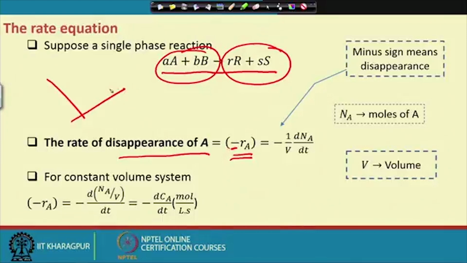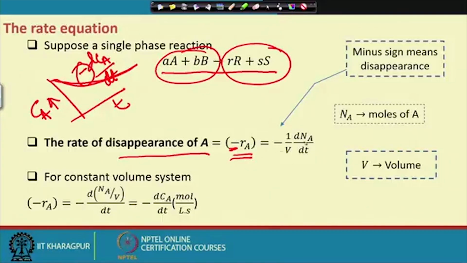Now, if you plot the concentration of product and the concentration of raw material, the substrate, with respect to time, it will always look like this. And why is it decreasing with respect to time? That means the rate of degradation of CA should always be negative, because it is the negative profile that we have. That is why we have written minus rA.